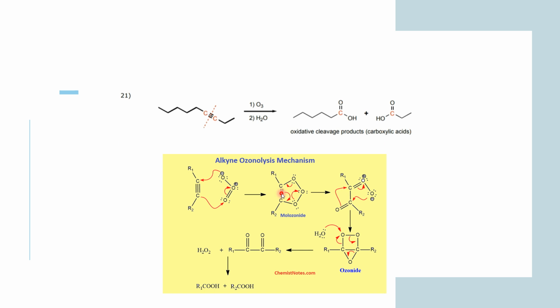Now, this molozonide, being a very highly unstable species, will undergo breakage. The ring will be opened, and it will rearrange to a more stable ozonide. This ozonide, when compared to the first molozonide formed, will be more stable, and in the subsequent step you will open up this ozonide formed with a water molecule.